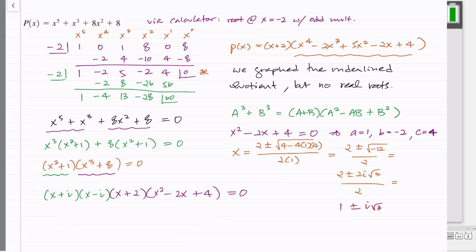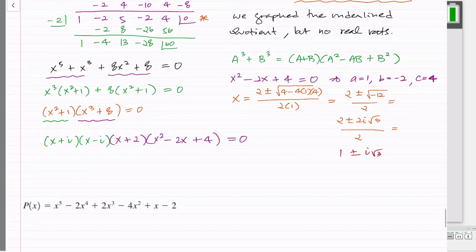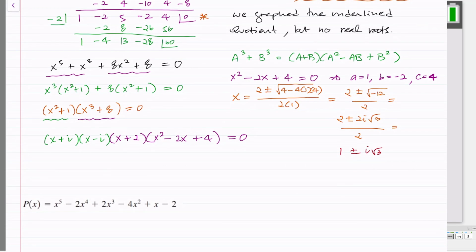And so at that point, we have our factors, and we can give you our final answer here. We are going to have as follows. So we know that p of x is equal to x plus i times x minus i times x plus 2 times the quantity x minus 1 plus i root 3 and x minus 1 minus i root 3.